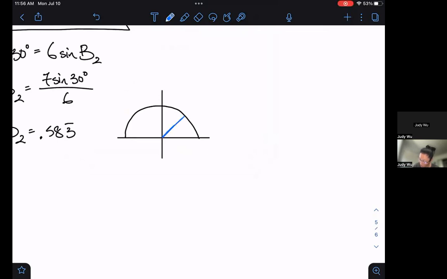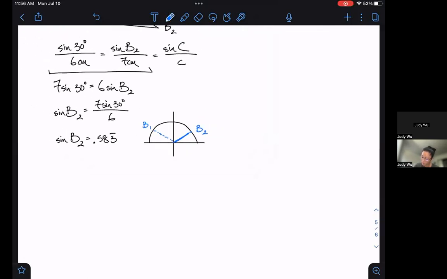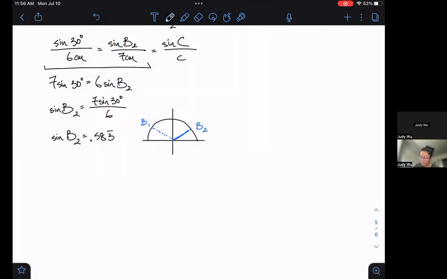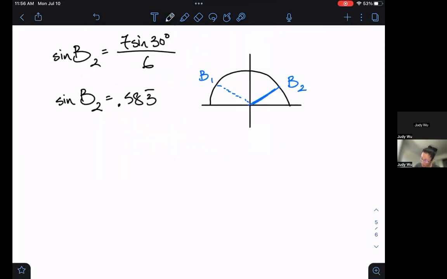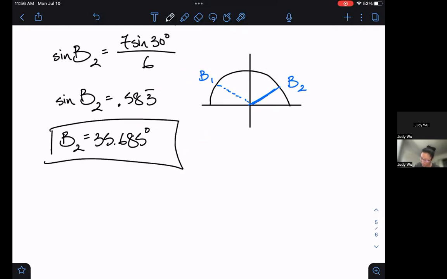And so if I were to look for an angle that had a y value of 0.5, I might have one here, maybe like here. And this would be the one that the calculator gives us, but there's also one on the other side. Okay, turns out this angle is going to be our B2. This one will be our B1. Okay, so let me go ahead and type that into the calculator. Let's see what we get. We get B2, according to our calculator, is 35.685 degrees.